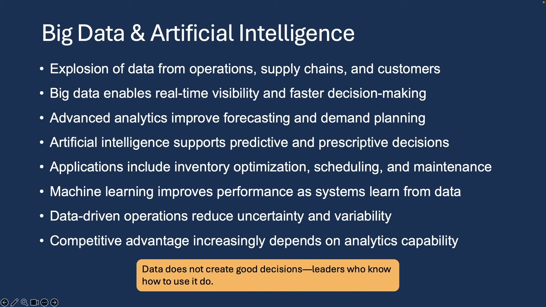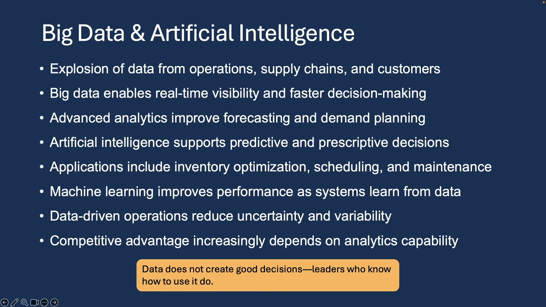Big data and artificial intelligence represent the latest evolution in operations management and decision making. Organizations today generate massive amounts of data from production systems, supply chains, customers, and digital platforms. The challenge is no longer collecting data, but turning it into useful insight. Big data allows operations managers to see systems in real time, identify problems, and respond faster.